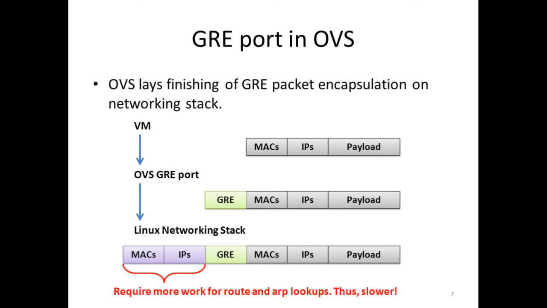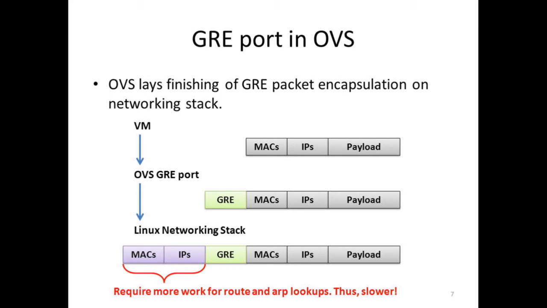Basically, the GRE port inside OVS only adds a very small GRE header. The other stuff, the other headers like the L2 and L3 headers, must be figured out by the Linux networking stack. The Linux networking stack tries to read ARP tables and route tables, and figure out the rest of the header. This is why the GRE setup is really slow.